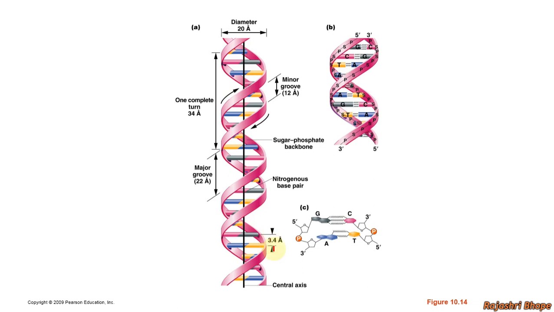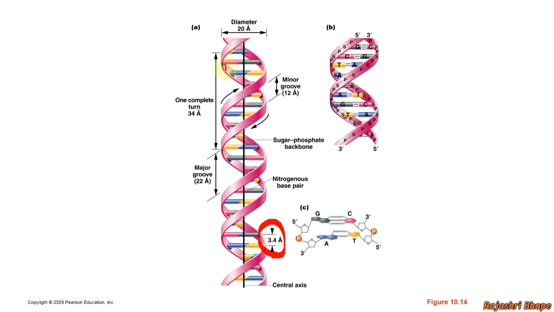The distance between each base pair is 3.4 angstrom. This is one base pair and this is another base pair. Here you can see the blue colored one is adenine, yellow is thymine, grey is guanine, pink is cytosine. So in between each base pair the distance is 3.4 angstrom.